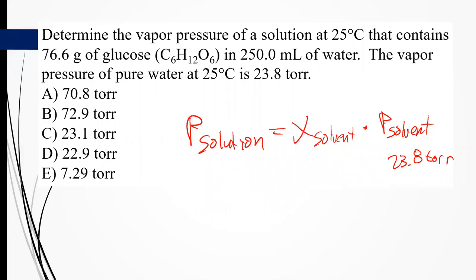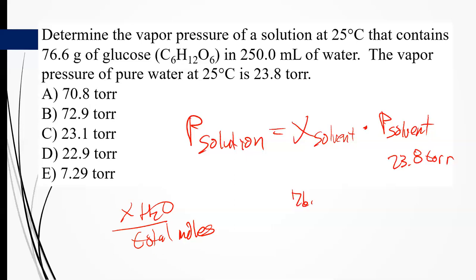Okay, and so now we want to find our mole fraction. The mole fraction is going to be the moles of our water over our total moles. So we need to take that solute and convert it into moles. We have 76.6 grams of glucose. We need to find the molar mass of glucose. So 12.0107 times 6, plus 12 times 1.00794, plus 6 times 15.9994. So we get a molar mass of 180.